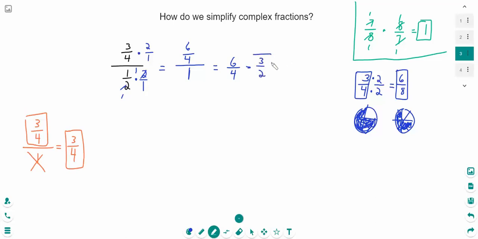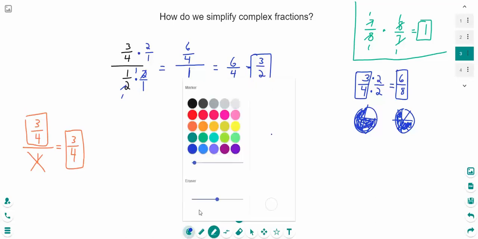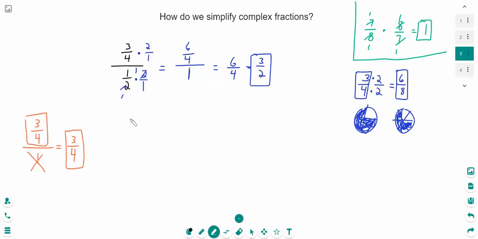Which we could even reduce to 3/2. Okay, so this nasty little complex fraction, we can actually simplify by trying to get the denominator equal to a 1. And we do that by making equivalent fractions, multiplying the denominator by its inverse, and then multiplying the numerator by that same inverse. Okay? All right, so let's just try another one. Hopefully it'll become more clear with practice here.